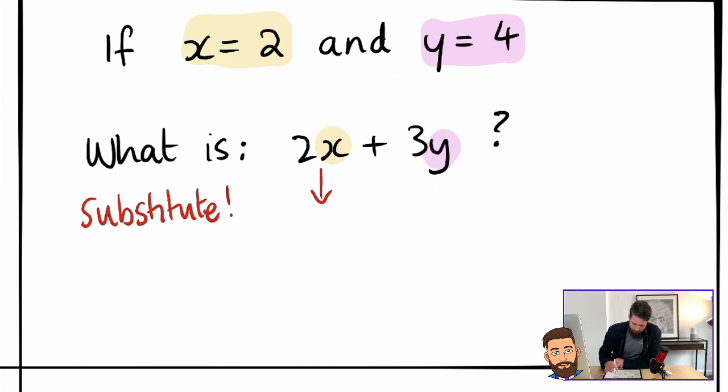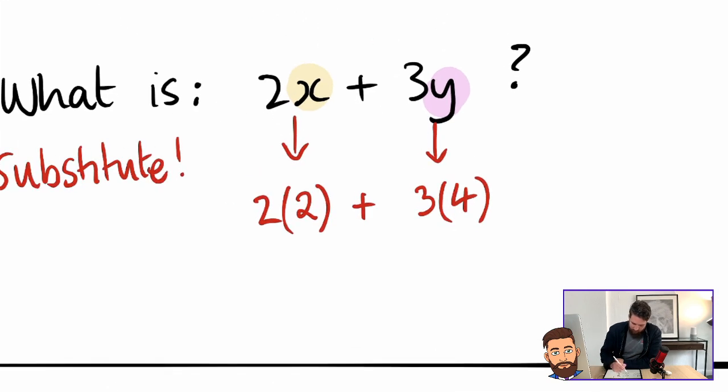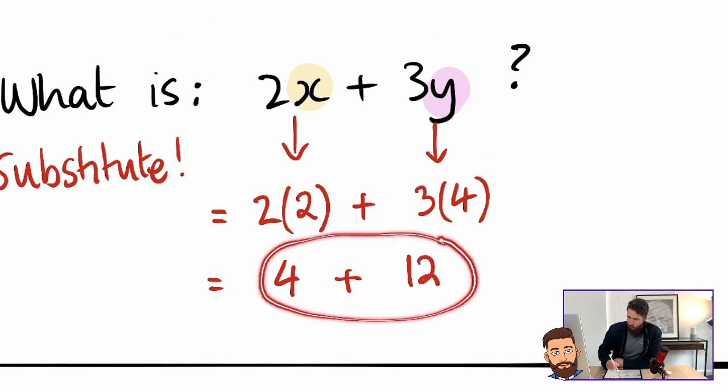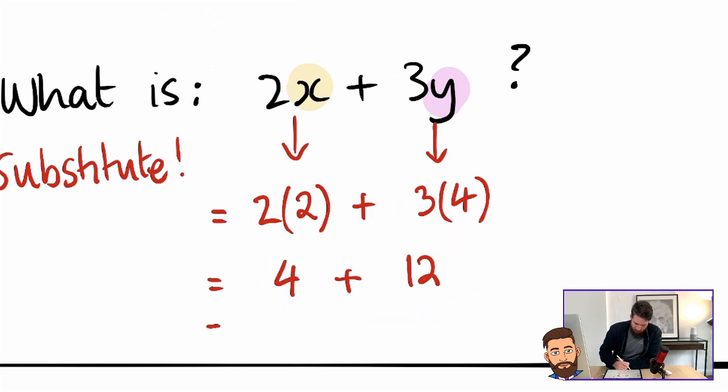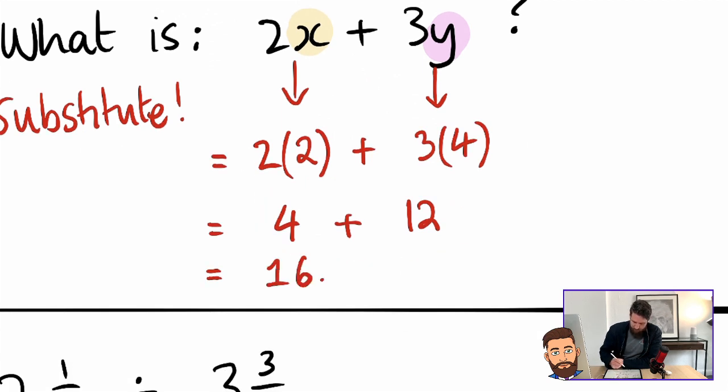So what does that tell us? That tells us we need to do 2 times x is 2 plus 3 times y, which is 4. Okay, so the way I've written that, instead of writing 2 times 2, I like to put it in a bracket, and that just means that I need to do 2 times 2. Okay, so what is 2 times 2? 2 times 2 is, so this equals 4 plus, what is 3 times 4? 12. So we just need to finish this question, we need to do 4 plus 12, which is 16. So the answer to this question was 16.